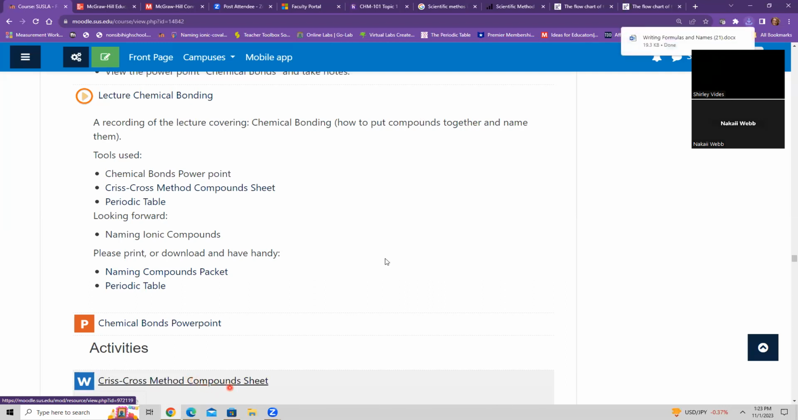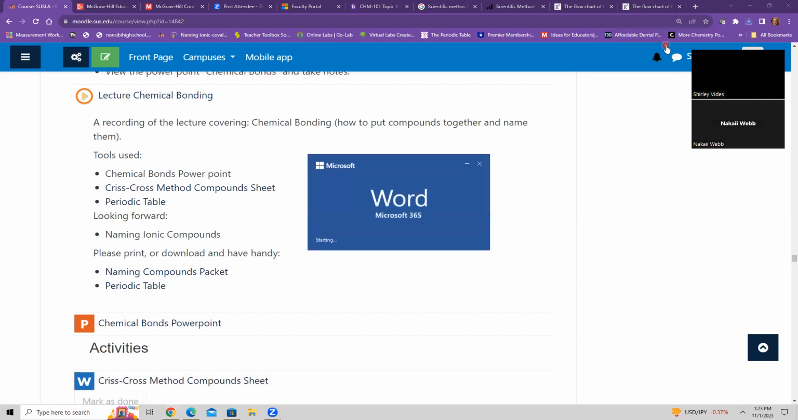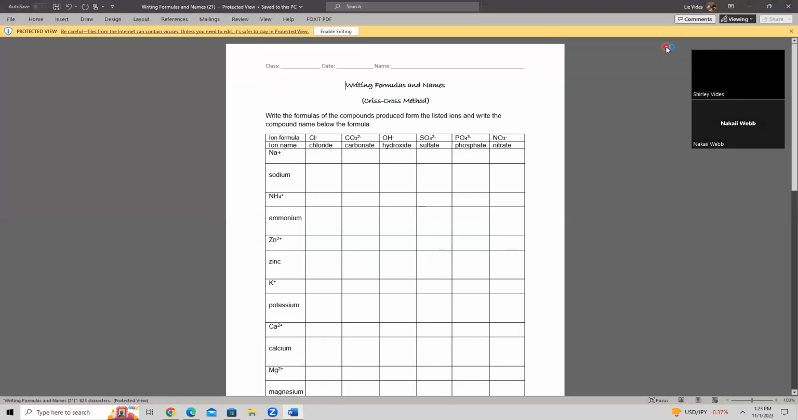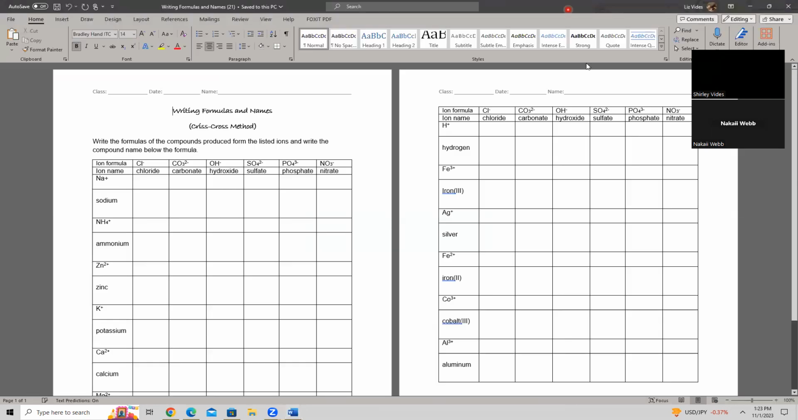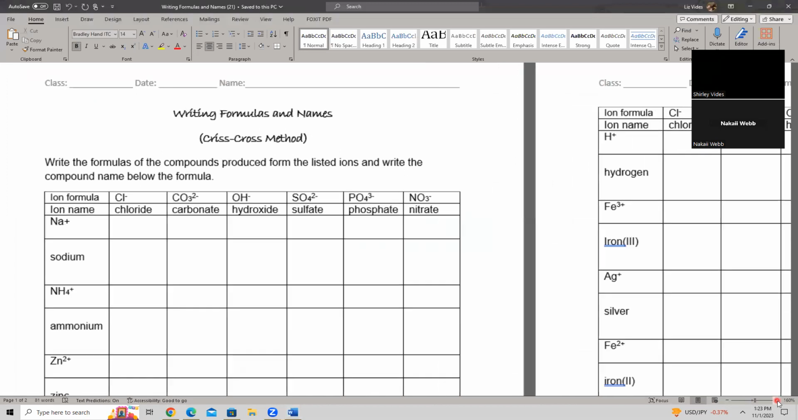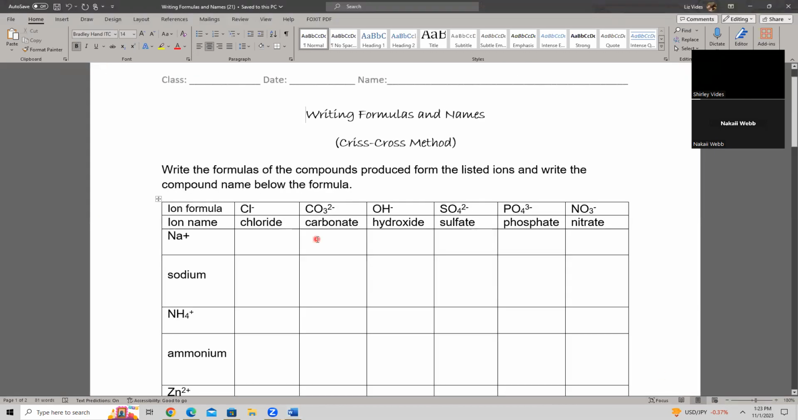This is called the crisscross method, and we're going to learn to write formulas a little differently. You don't have to do anything to learn it, except to just pay attention to the charges that are present in the atoms. And I'm going to make it bigger so you can see it. Okay, you can see that, I'm thinking.